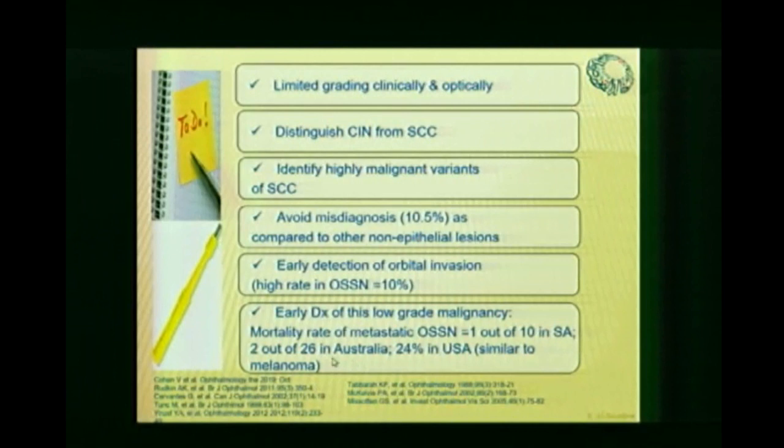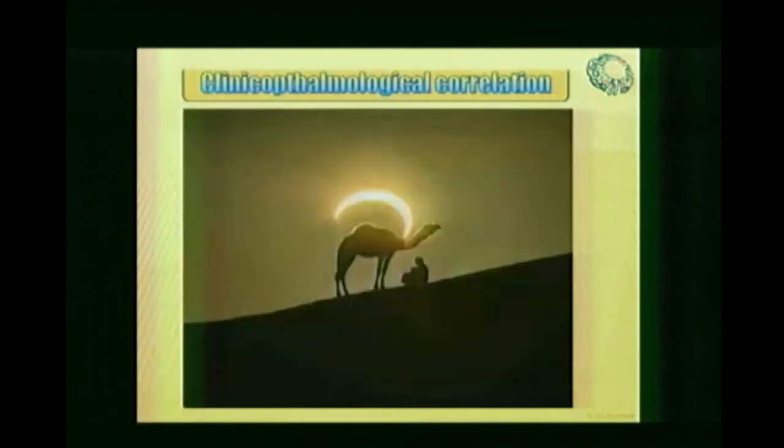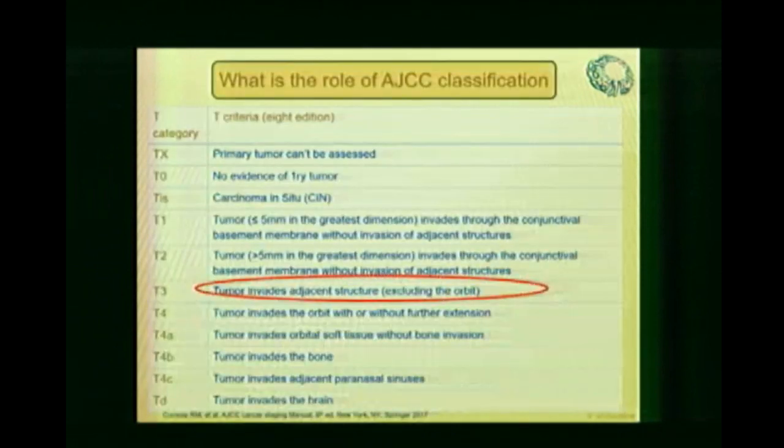And in Australia, where of course we expect much higher prevalence, it was also 2 out of 26, and in the United States it was up to 24%. This is very similar to melanomas. So really, this will guide us to change our mind and start doing a lot of incisional biopsy in these patients. What about the clinical pathological correlations?